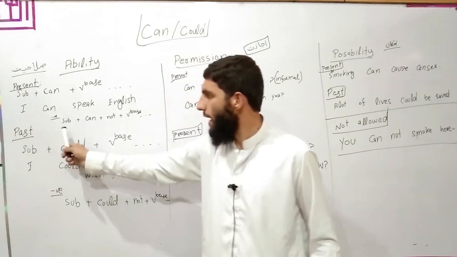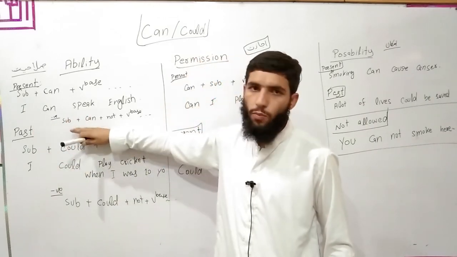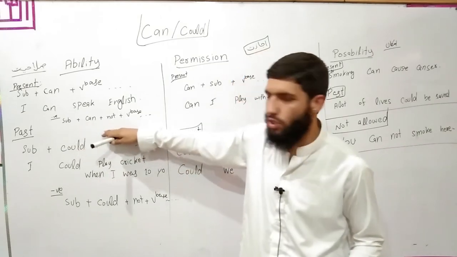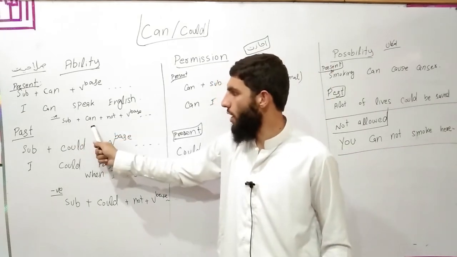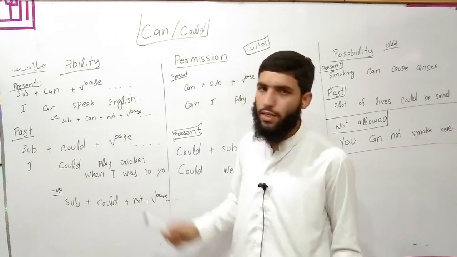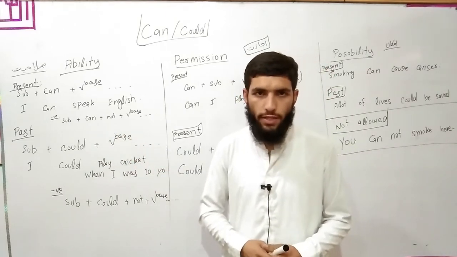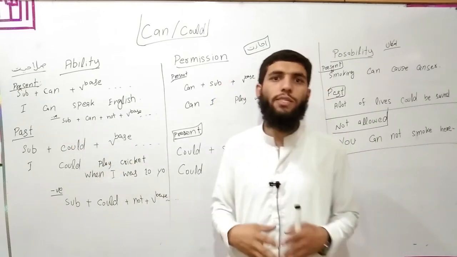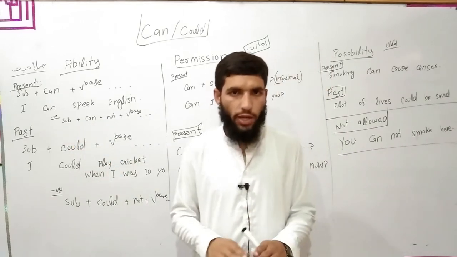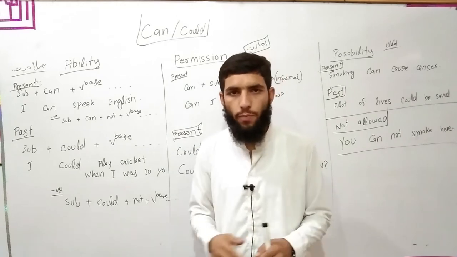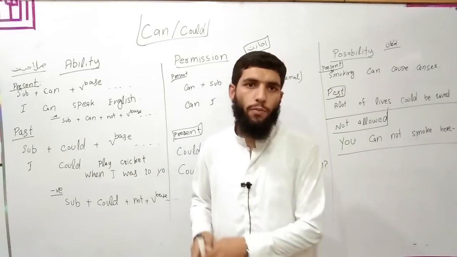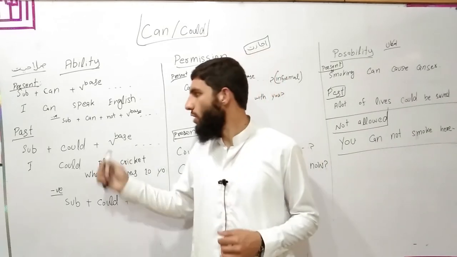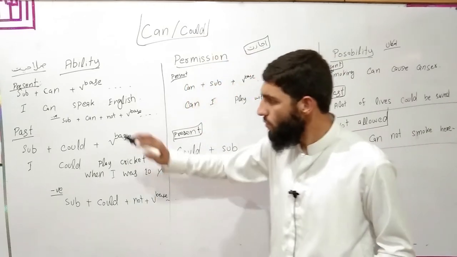Next, the negative structure. The negative structure is subject plus can plus not plus verb base form and the rest of the sentence. See, I cannot play cricket, or I cannot play football, or I cannot speak Japanese. So that's how both structures are used.